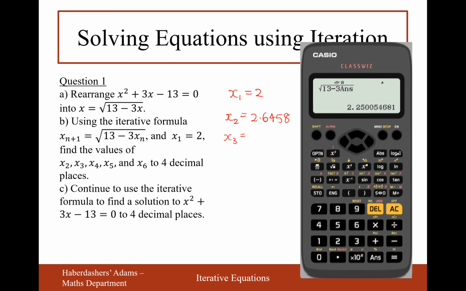The third value in the sequence is going to be 2.2501. The fourth value in the sequence, press equals button again, don't change anything on the calculator screen.